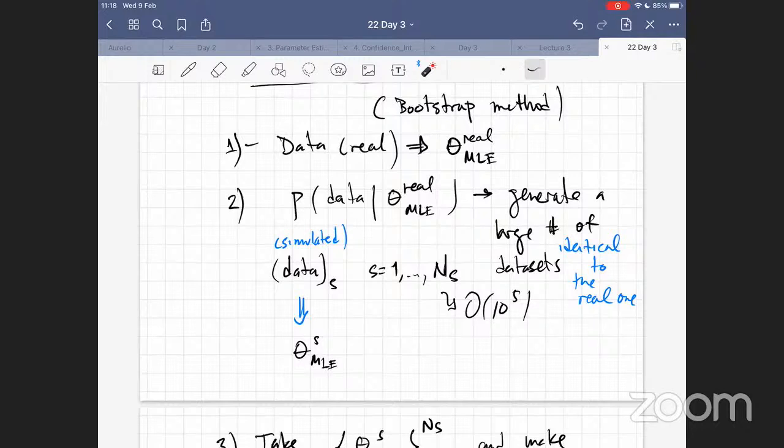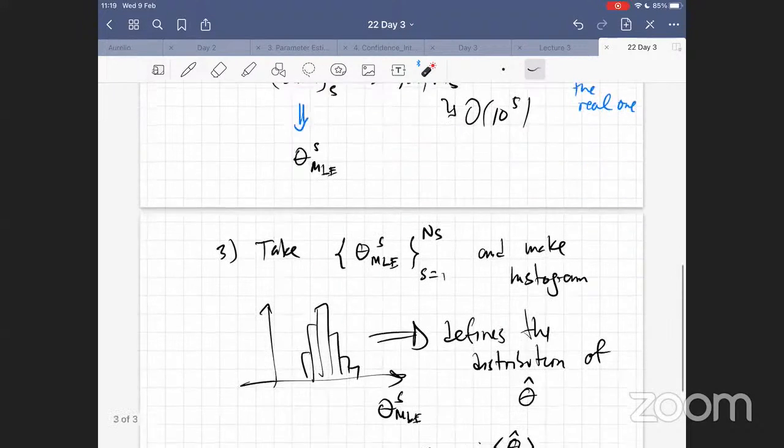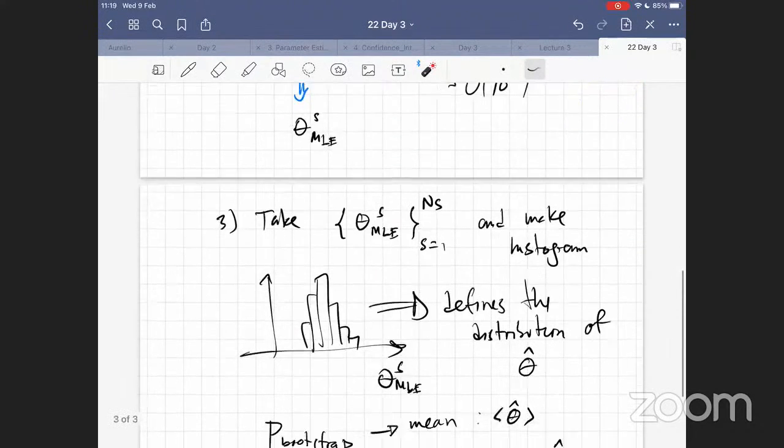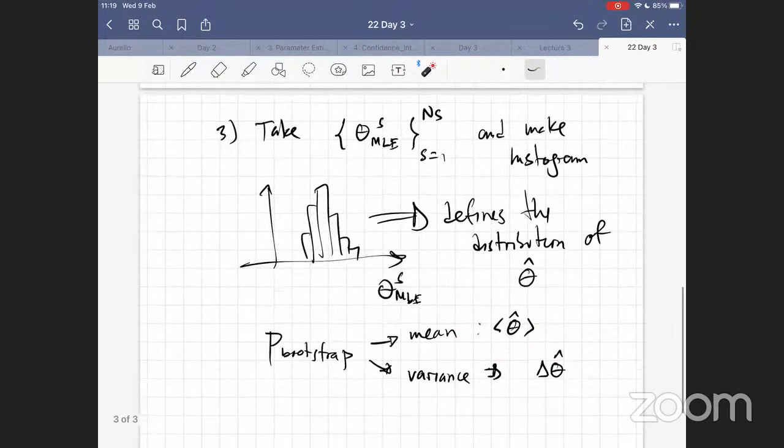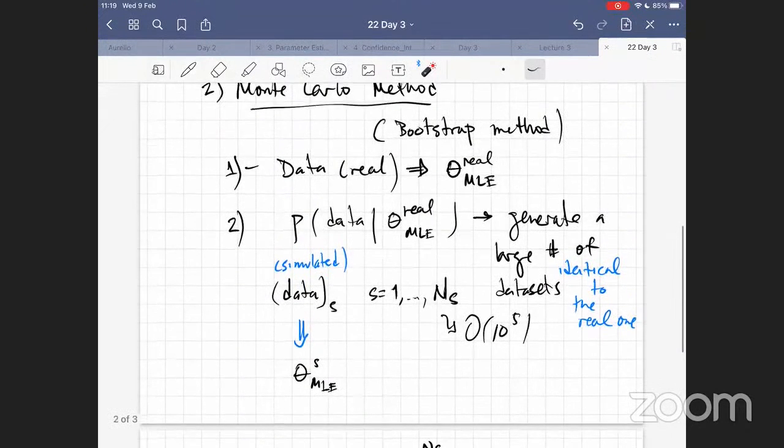Okay, let me see if I understand the question. Your question is not referred to this part. When you say that you do the Monte Carlo, you get a mean value of the estimator. So you're talking about this. What happens if it's very different from the real value?